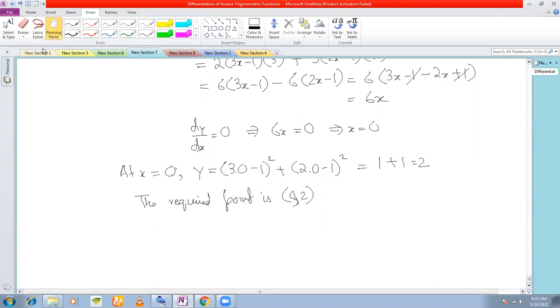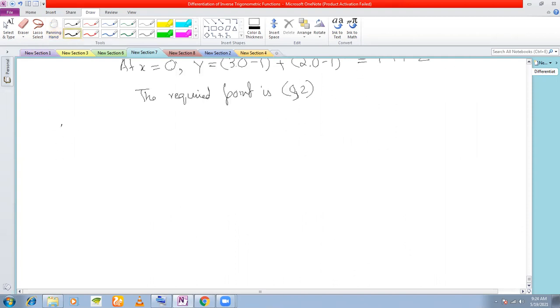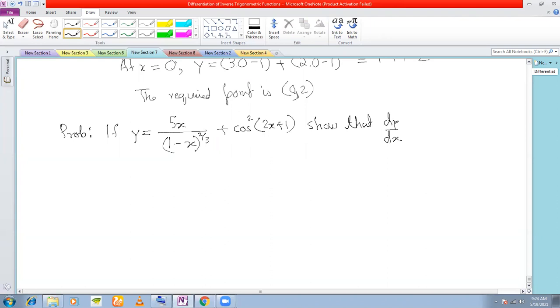Move on to the next problem. If y is equal to 5x by (1 minus x) to the power of 2/3 plus cos square (2x plus 1), show that dy/dx is equal to 5/3.